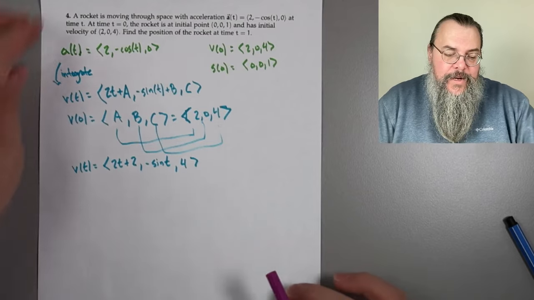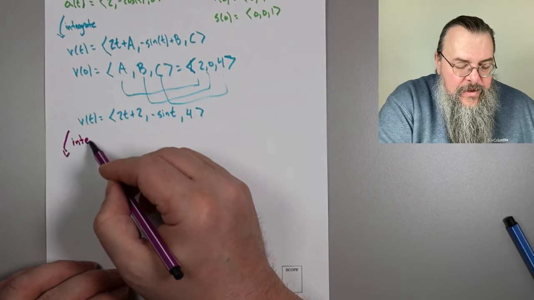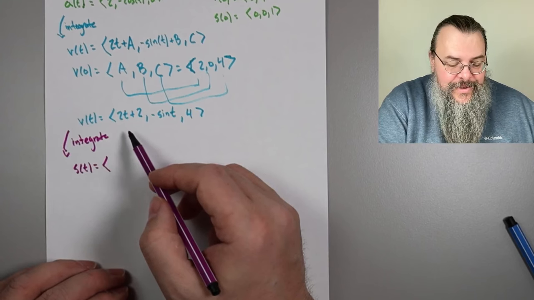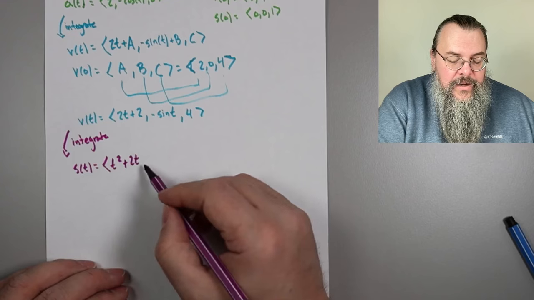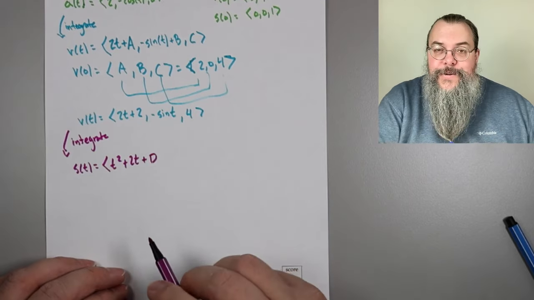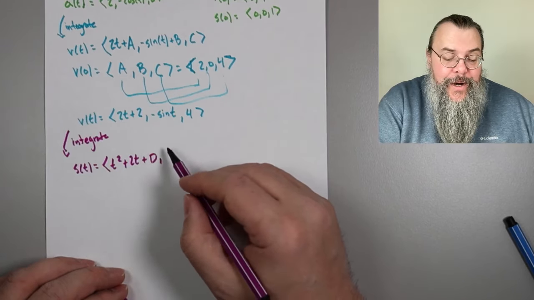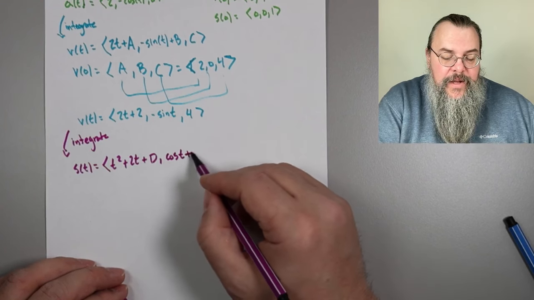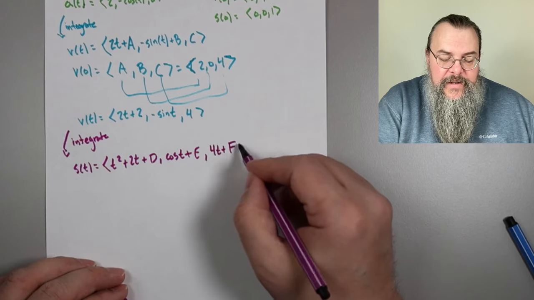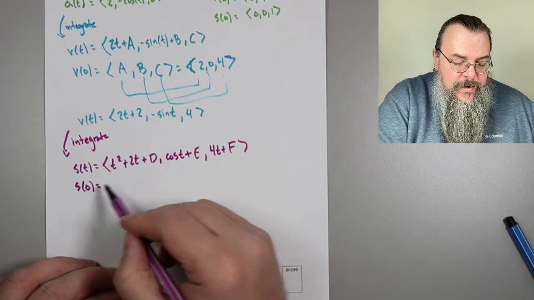Our next step is to integrate velocity. Integrate velocity, you get position. So again, you integrate, and what do we get? Well, s of t is the integral of 2t plus 2, t squared plus 2t. 2t or not 2t, that is the question. And another constant. Working our way through the alphabet, we're up to the letter d. Integral of negative sine is positive cosine, cosine t plus a constant, e. And then the integral of 4 is 4t plus a constant, f. We plug in initial conditions. s of 0: well, 0 plus 0 plus d.